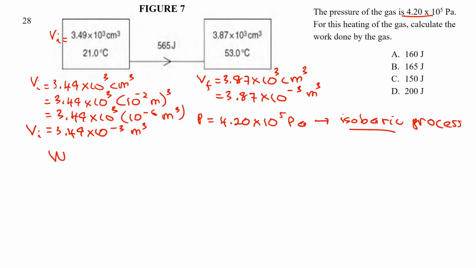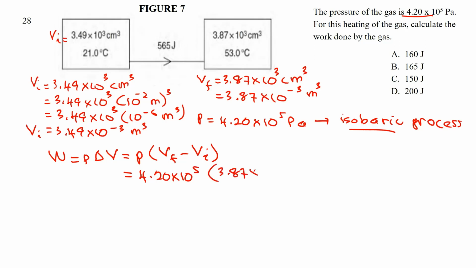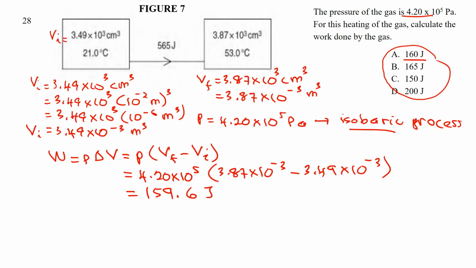So the formula for work for isobaric process is W equals P delta V equals P times V final minus V initial. Substitute P, 4.20 times 10 to the power of 5, V final, 3.87 times 10 to the power of negative 3, minus V initial, 3.49 times 10 to the power of negative 3. So we'll get 159.6 joules. Look at the answers given here. The closest answer is A. So the answer is A, 160 joules.